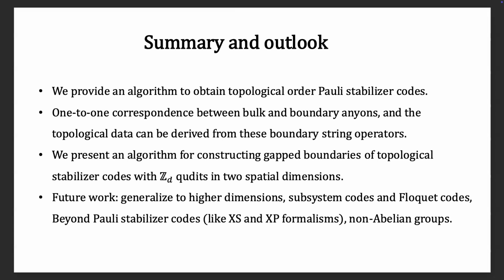For future work, we plan to generalize to higher dimensions, although as I mentioned, 3D is much more complicated. We also want to explore the possibility of going beyond abelian anyons, because so far the stabilizer code can only generate abelian anyons. So we need to go beyond the Pauli stabilizer code. For example, we can use the XP formalism, and possibly this can give us some non-abelian fusion code.